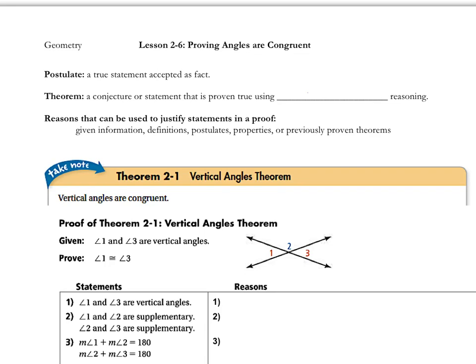This is lesson 2.6 on proving angles are congruent. So first of all, I just wanted to remind you of a couple of terms. A postulate is a true statement that's accepted as fact. It's assumed to be true. Whereas a theorem is a true statement that is proven true using deductive reasoning.